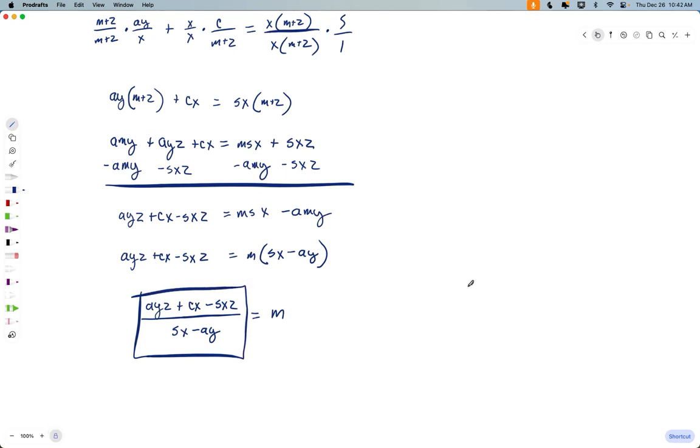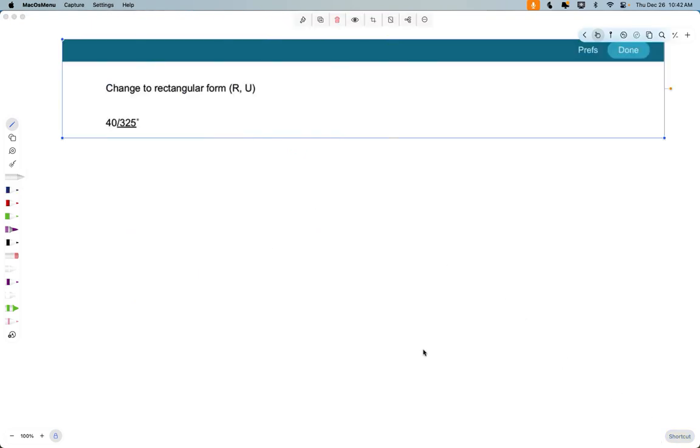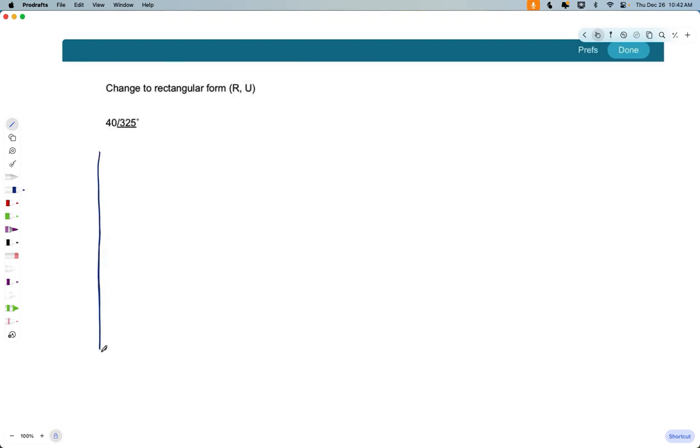All right, next problem. All right, here we are. We're going to change this to rectangular form. We're going to do the same thing that we did before. In fact, it lives in the same quadrant. So I'm just going to go ahead and draw just that one quadrant.